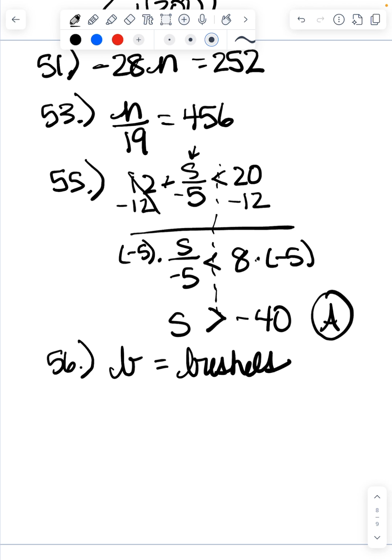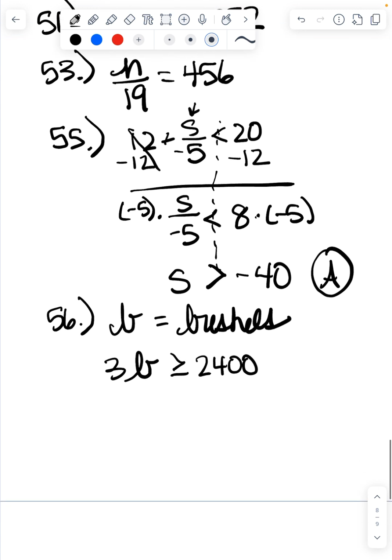The selling price is $3 per bushel, so 3B. And the farmer wants to get at least $2,400. So he's cool with it being $2,400, but he'd also be cool with it if it's greater than that because he wants at least $2,400. So here's our inequality. We'll divide both sides by 3, find out that B, the number of bushels, has to be greater than or equal to 800.